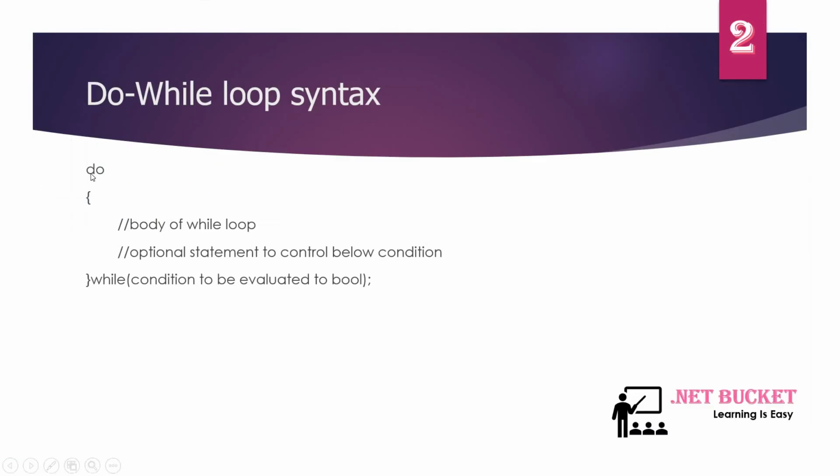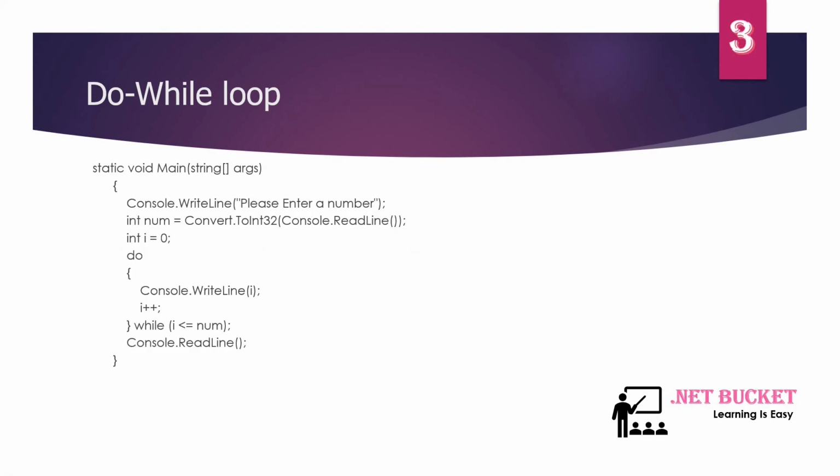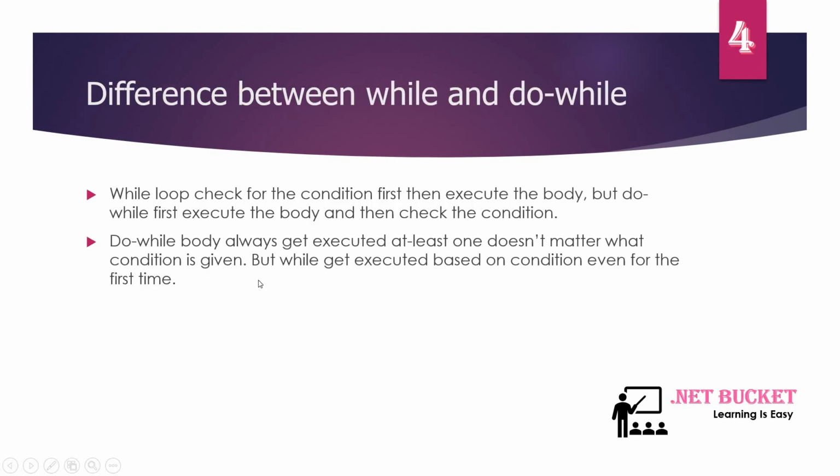So this is the syntax of do while: do your body while condition, and the condition has to evaluate to true or false. This is the program we just saw. We are reading a number from the console and converting it into an integer. Then we have a do while loop where we are printing it. This piece of code will get executed at least once, and then we do the condition check. If the condition evaluates to true, it will again execute this body, otherwise it will come out of the loop.